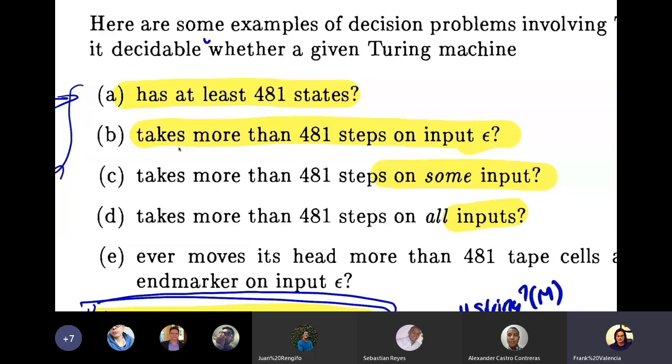On some input. So what does it mean, on some input? Maybe that there exists an input, yeah, exactly. For example, it could be that on the empty input it takes only 2 steps. On the input 0, 1, 1, it takes 42 steps. But maybe on the input 1, 1, 1, 1, something, it does take more than 481 steps.